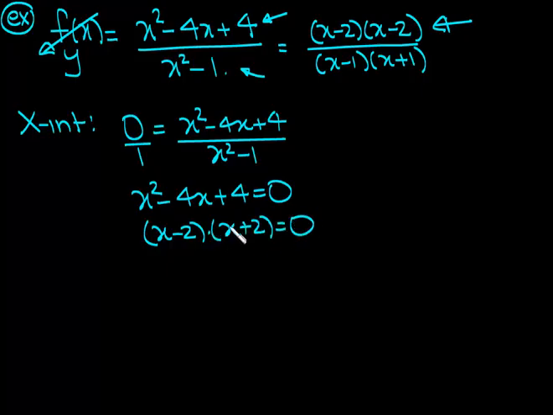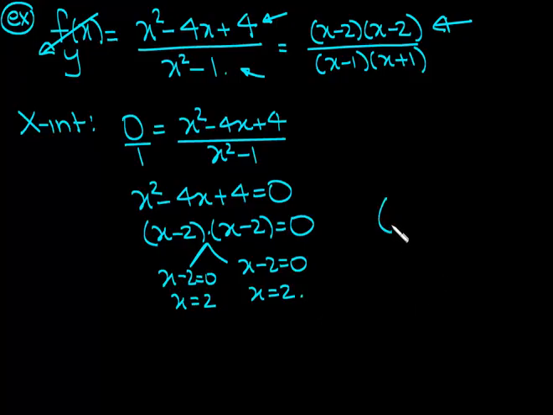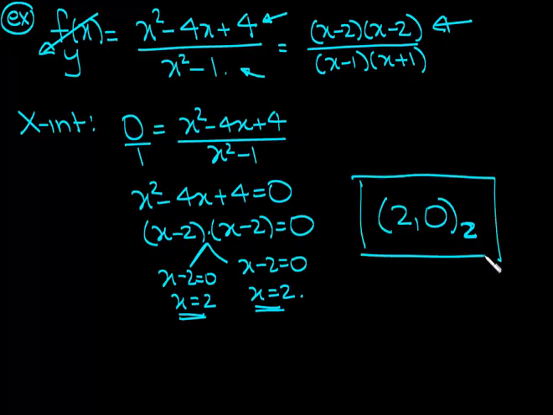This product is 0, so one of them has to be 0. So I get x minus 2 is 0, so x is equal to 2. So what is this telling you? My x-intercept happens to be (2, 0) with multiplicity 2 because it's repeating. Do you guys see that? What happens when an x-intercept repeats? The graph turns there. So that's something we need to look for this time. Okay? Alright, we did that.